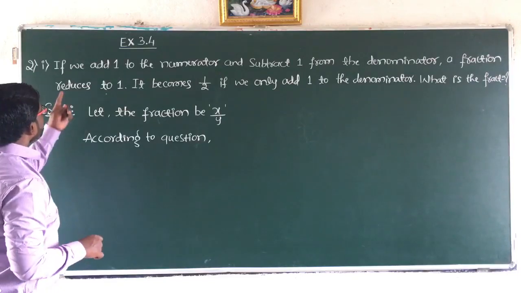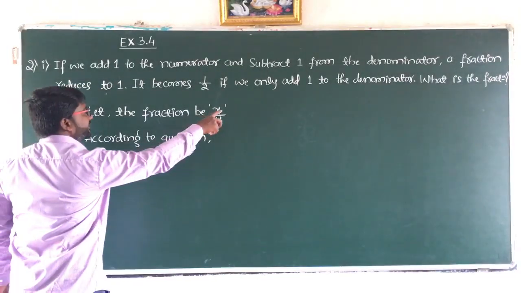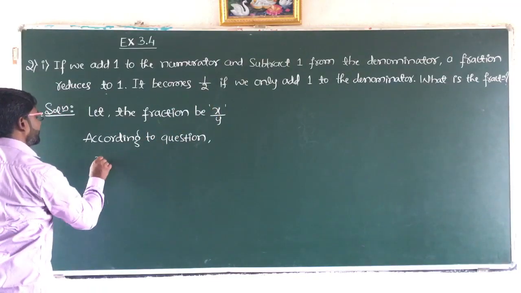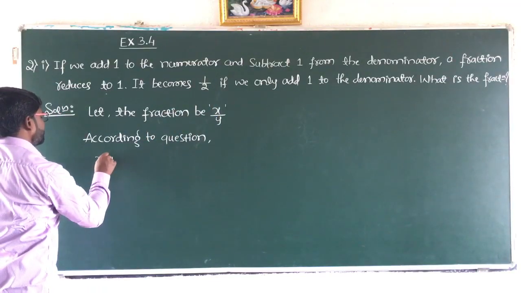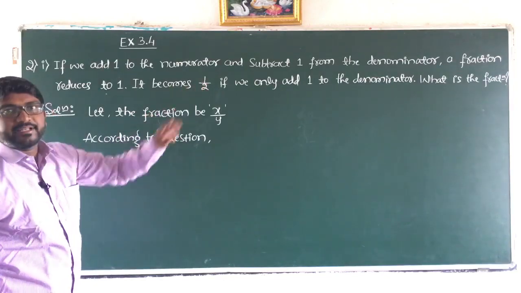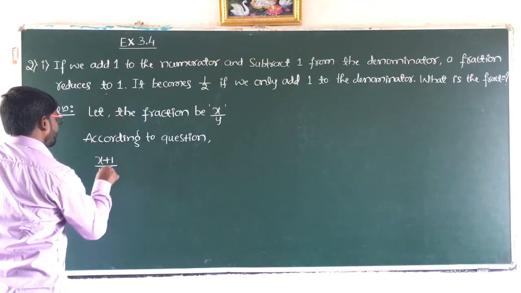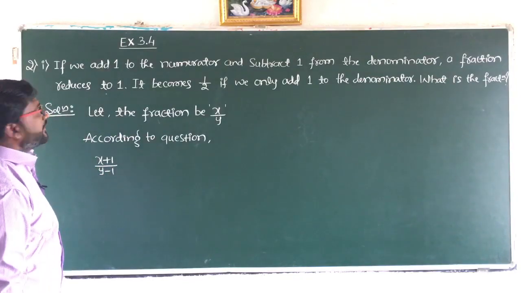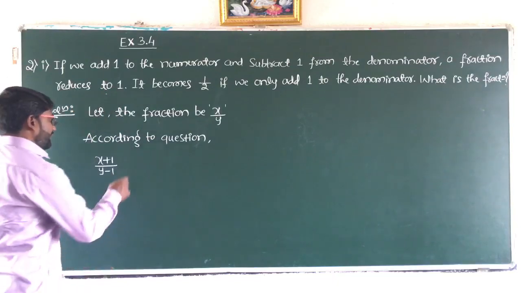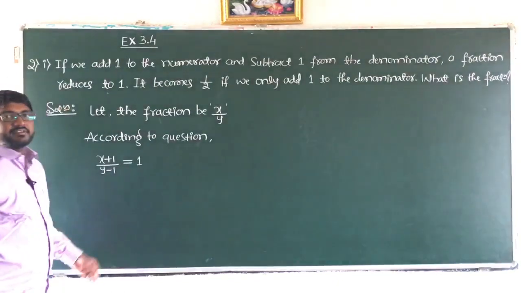see the condition. If we add 1 to the numerator, what is the numerator here? It is x. So, we get x plus 1, and subtract 1 from the denominator, so we get y minus 1. A fraction reduces to 1, which is equal to 1. So, this is the first condition.